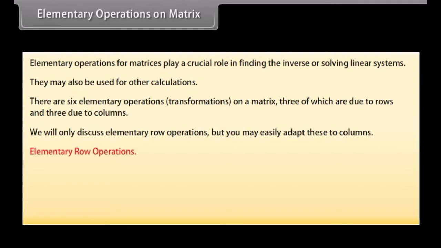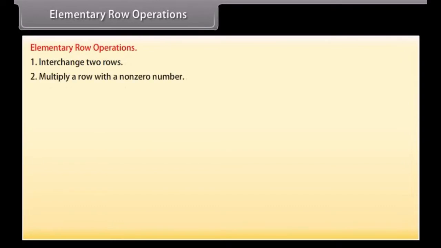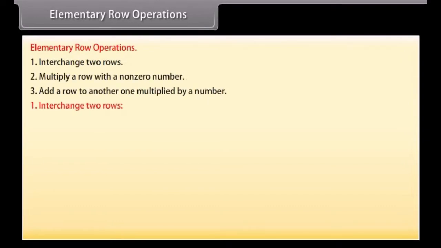Elementary row operations. Interchange two rows. Multiply a row with a non-zero number. Add a row to another one multiplied by a number. Let us go through them one by one. Interchange two rows. Symbolically, the interchange of ith and jth rows is denoted as given below.